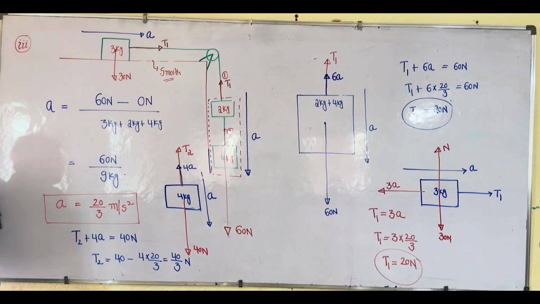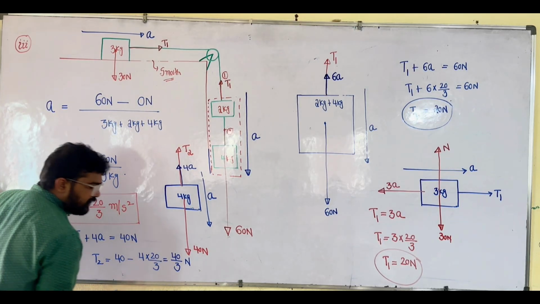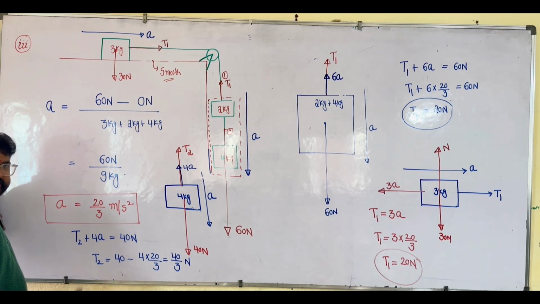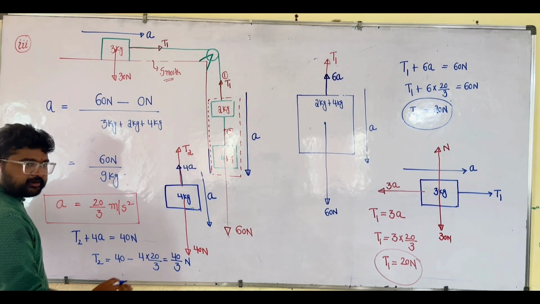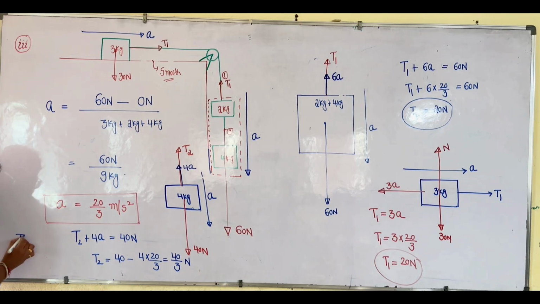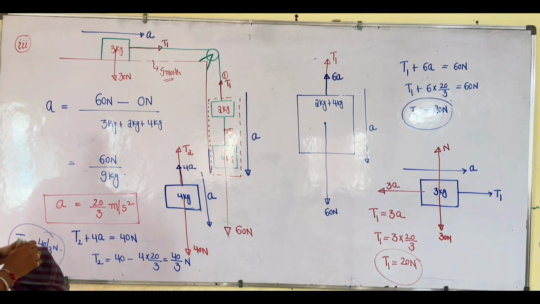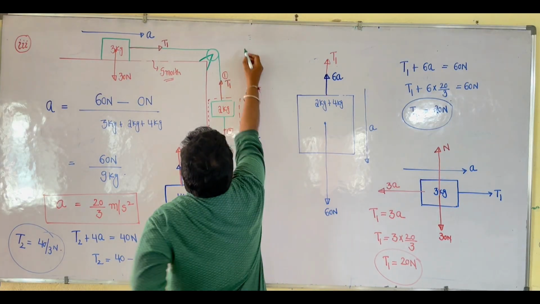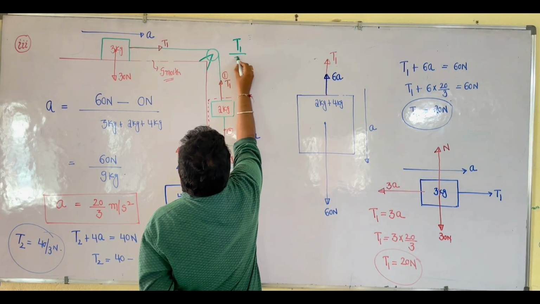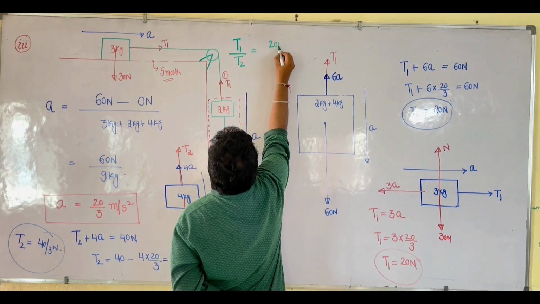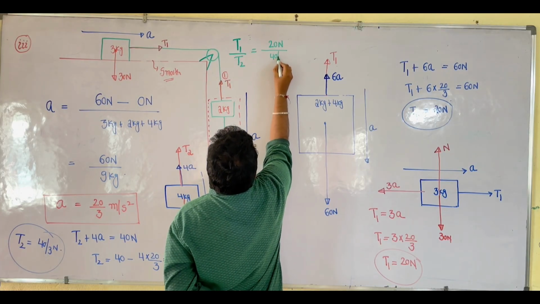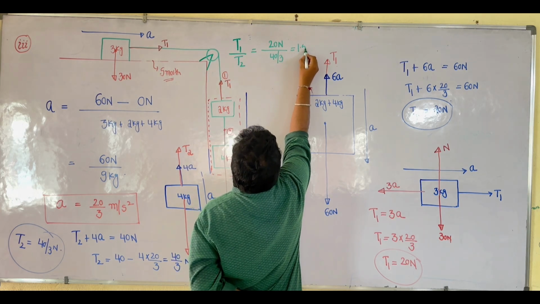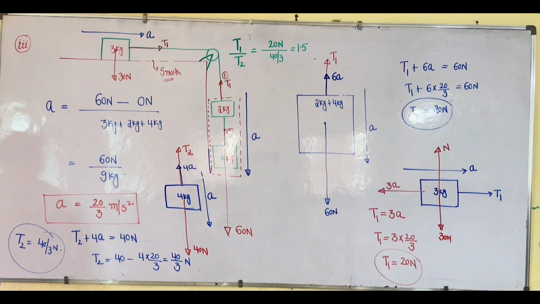Here 120 minus 80, how much? 40. 40/3 only na? Clear or not? Okay, T2 is how much obtained? 40/3 Newton. Then what is T1/T2? If they ask T1/T2, what is the answer? T1/T2 equals 20 Newton by 40/3, equals how much? 1.5. Are you getting the same answer?